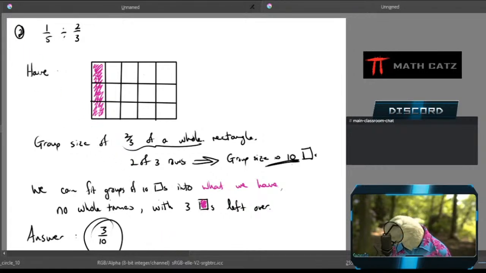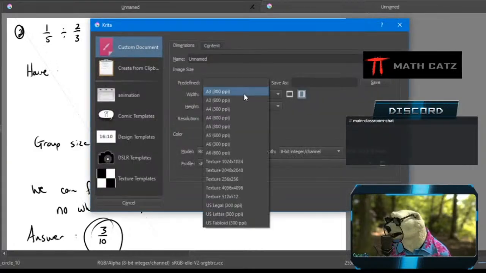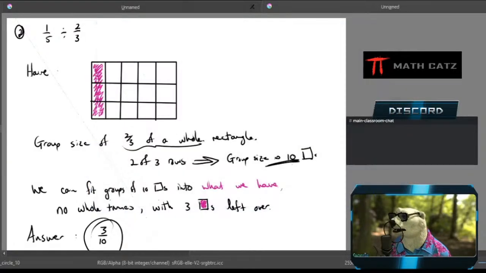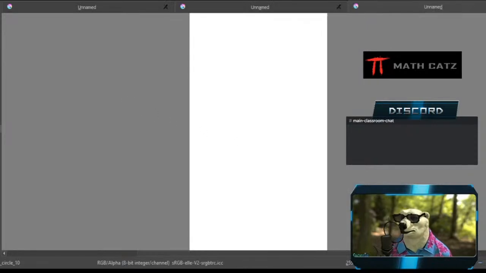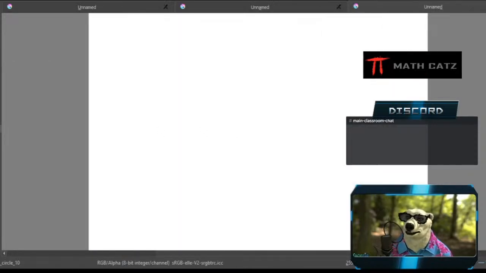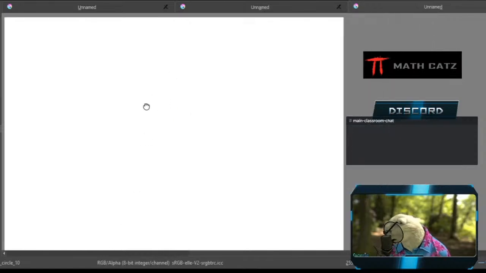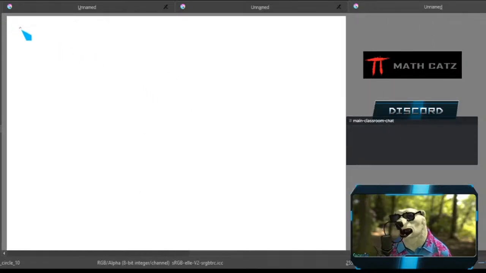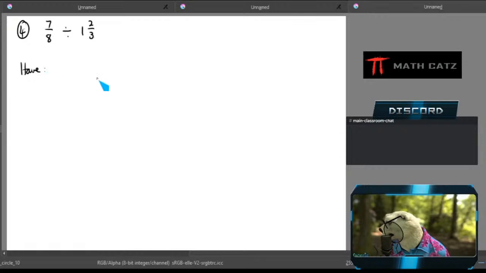What feels even worse, perhaps, is when the first number is smaller and the second one is even bigger. So let's see what could be, I think, the worst case. 7/8 divided by 1 2/3. But nothing changes. I have an amount corresponding to the first quantity, 7/8.